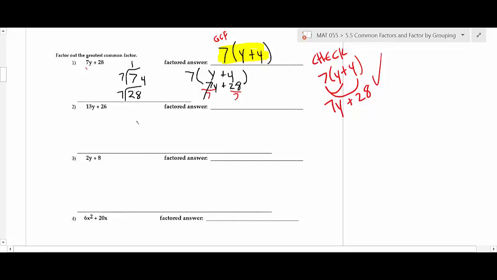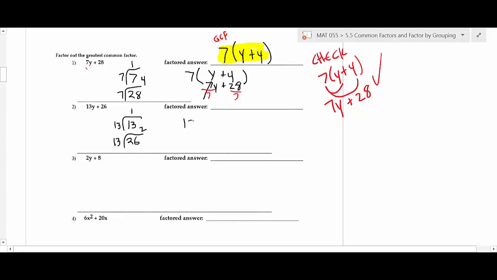Okay, let's look at 13 and let's look at 26. Now one thing you can do on this, if you don't see it, is try the smaller number. So if I did 13 divided by 13, I'd get 1. And if I did 26 divided by 13, I'd get 2. So the greatest common factor on those is 13. So that's step 1, to figure out that greatest common factor.